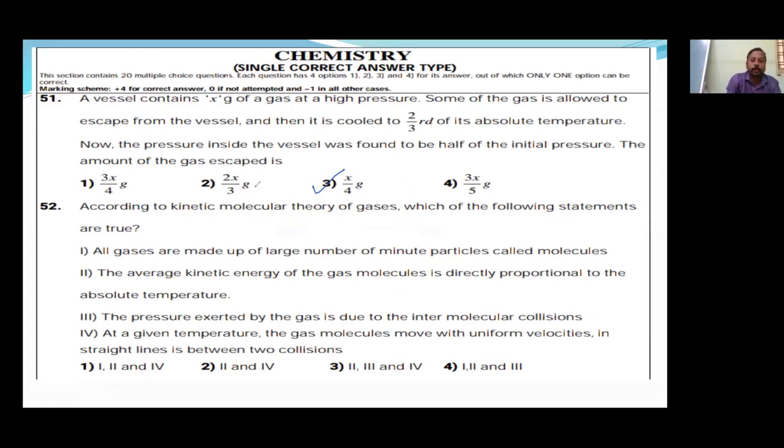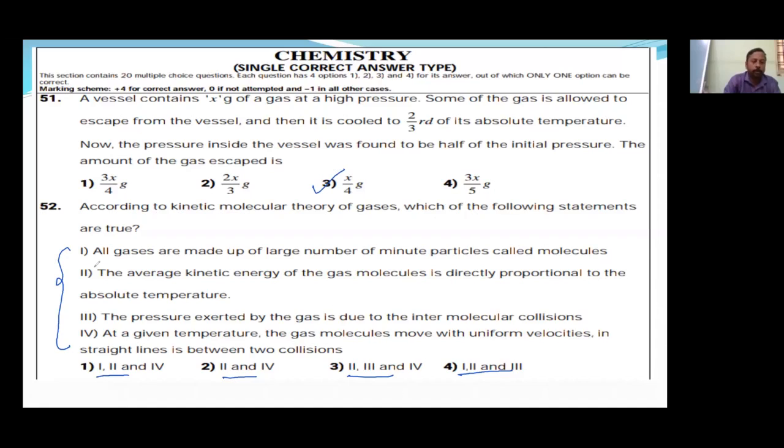Okay. Next, according to kinetic molecular theory, which of the following statements are true? Actually, this is a more than one correct question, and options are given here. Unless you prepare yourself for the advanced examination, nowadays it is very difficult to solve the questions of mains. Directly in mains, matrix match is also converted into single correct. I have already shown this in my previous questions also.